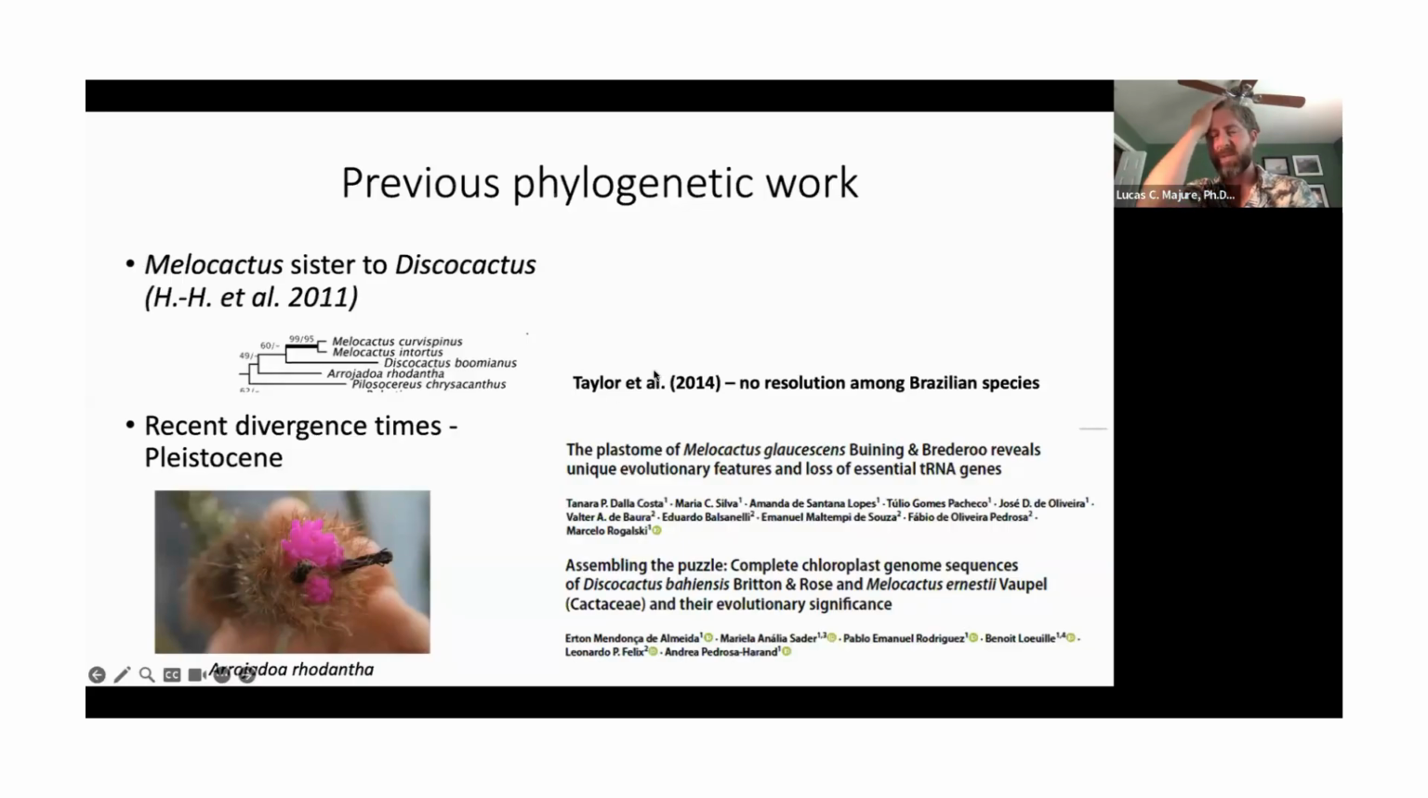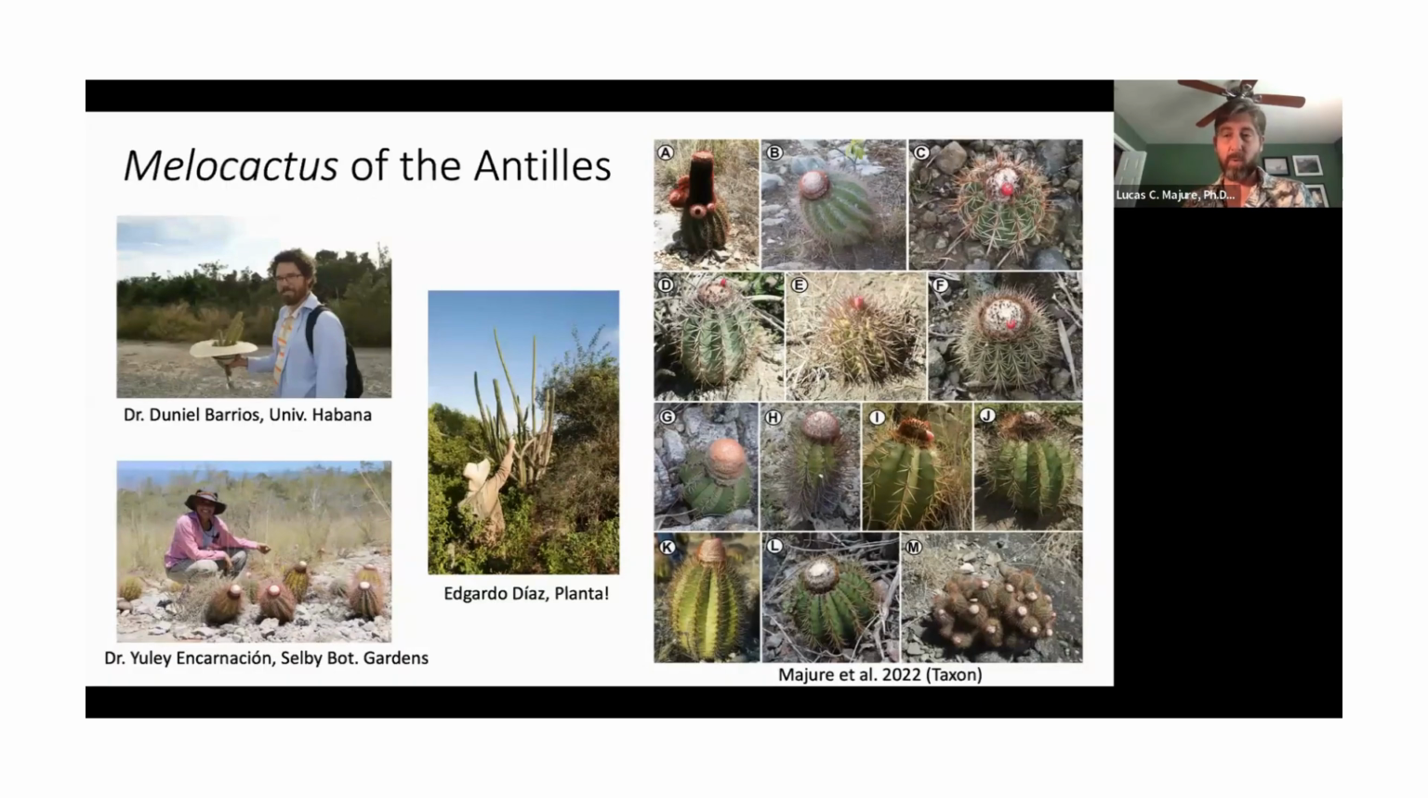Taylor et al. in 2014 mentioned in one of his papers that there was no phylogenetic resolution among Brazilian species. And so it seemed like it was going to be really difficult to tease apart relationships using phylogenetic data. More recently, there have been some plastomes assembled, and what that means is these are chloroplast genomes that have been put together in a number of different ways. And so there's been more and more data that people have been generating for this group of plants. That's really good for us because the more data we have, the more we can try to tease apart relationships.